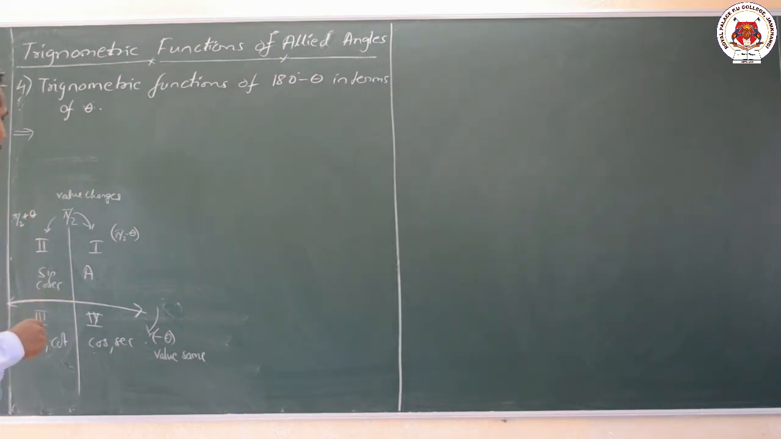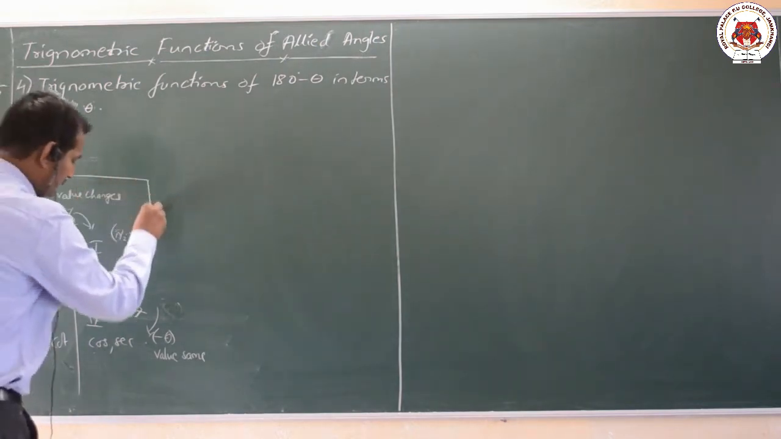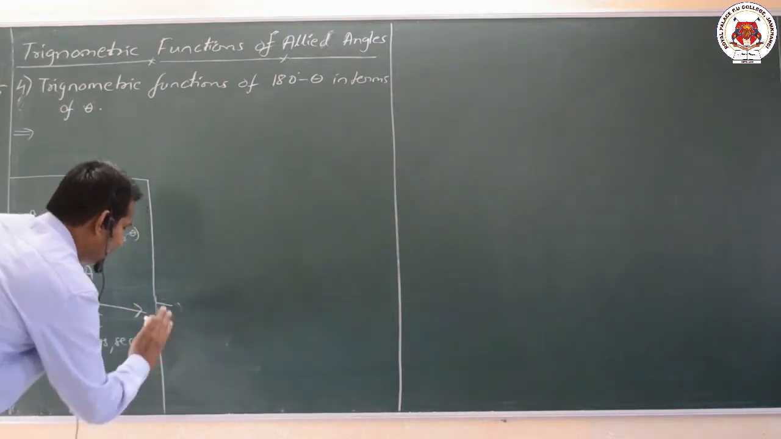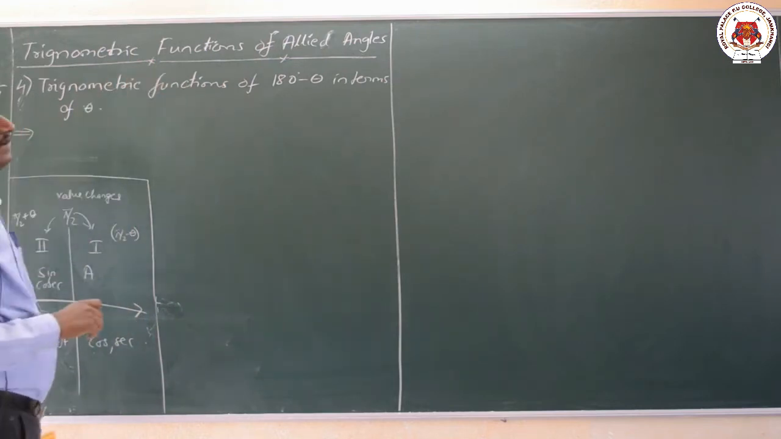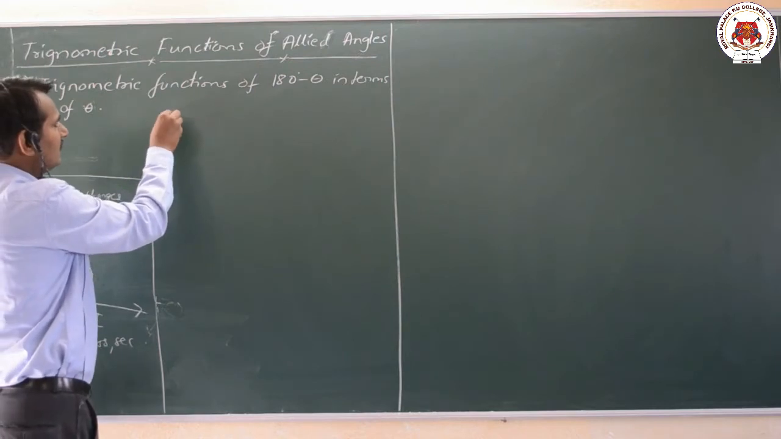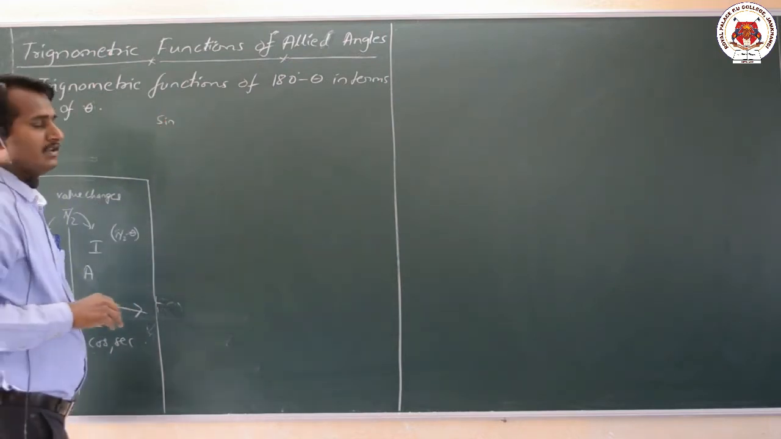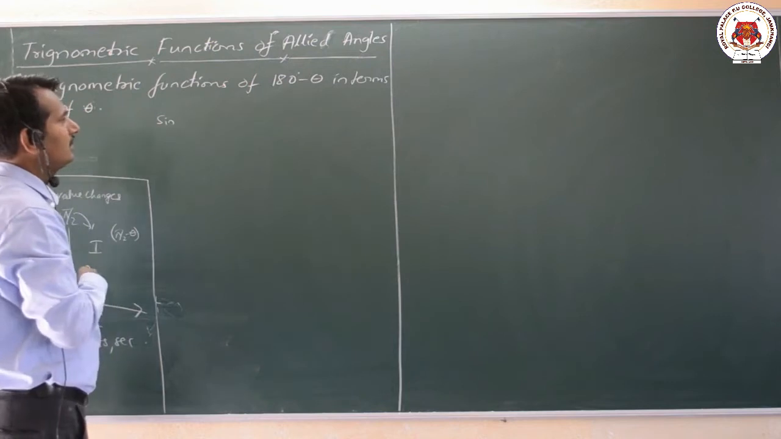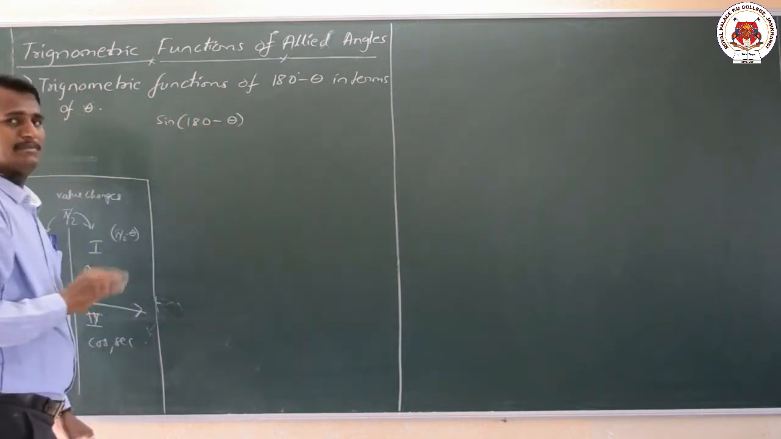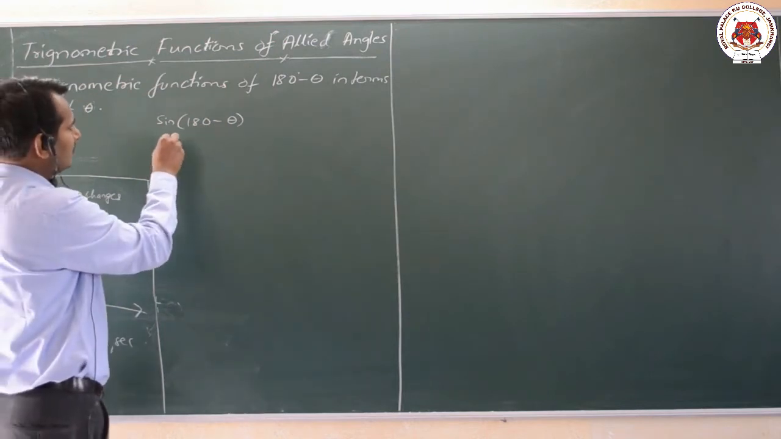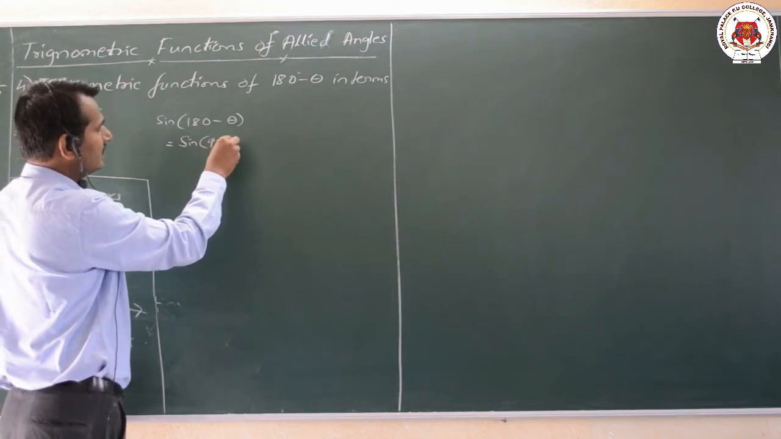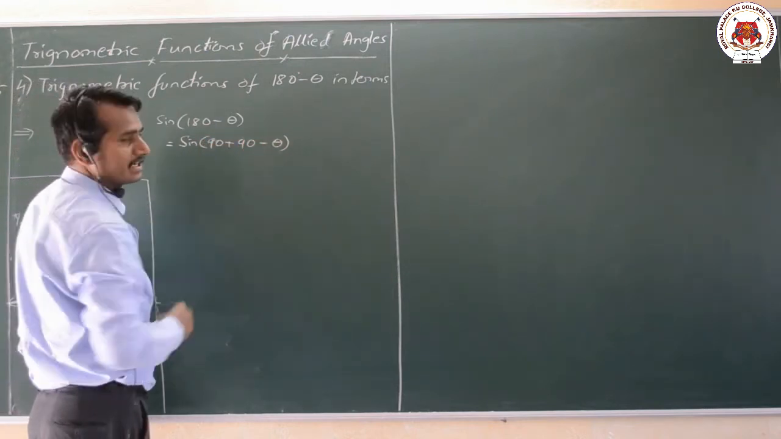Okay students, now let us begin our discussion on the trigonometric functions of 180 minus theta in terms of theta. Directly moving on to the examples, the first trigonometric ratio is sine of 180 minus theta. 180 means pi here. Can I write it as sine of 90 plus 90 minus theta?